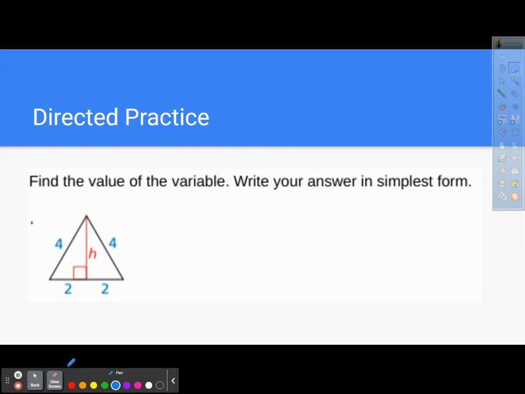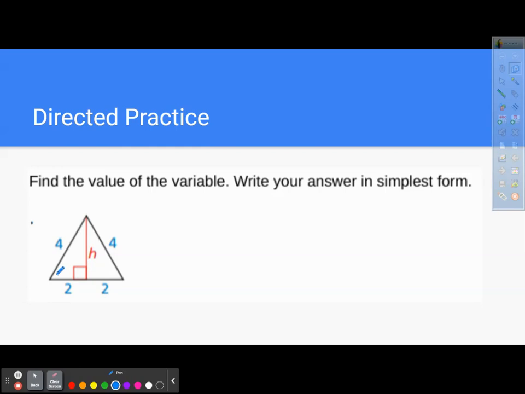What's going to be the total length of this side? 4. So you have a triangle that has 4, 4, and 4. What type of triangle is that? Equilateral. So what do I know all 3 of these angles are going to be? They're all 3 going to be 60.